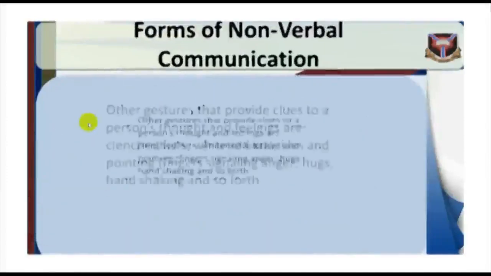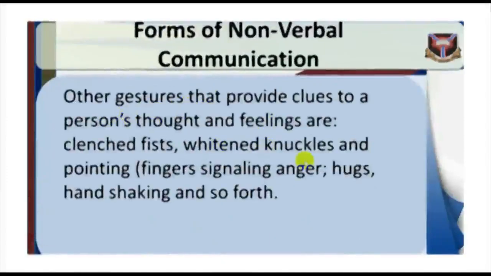Other gestures that provide clues to a person's thoughts and feelings are clenched fists, whitened knuckles, and pointing fingers signaling anger, hugs, handshaking, and so forth.